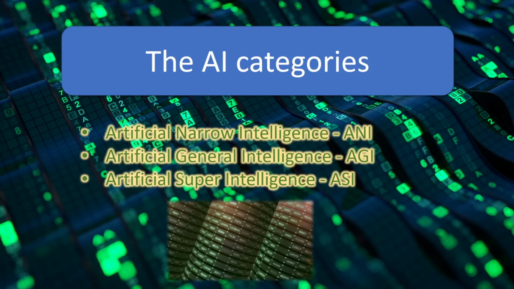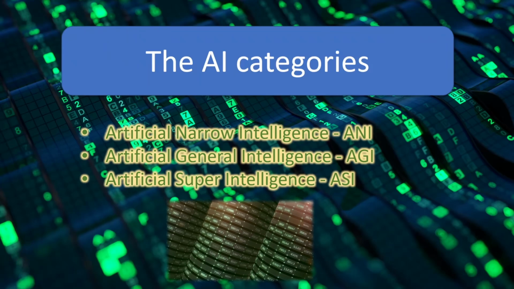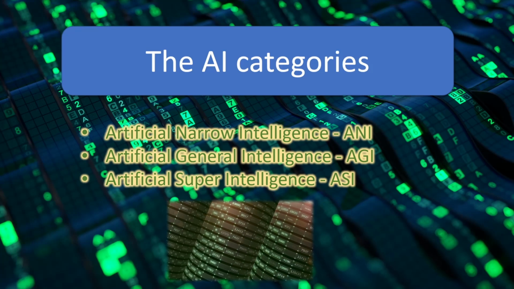ASI refers to a hypothetical form of artificial intelligence that surpasses human intelligence in all aspects. Unlike general intelligence systems, which aim to match human cognitive abilities, ASI would exceed them, potentially achieving capabilities far beyond what humans can comprehend or achieve. Here are some of the key characteristics that might define an ASI system.